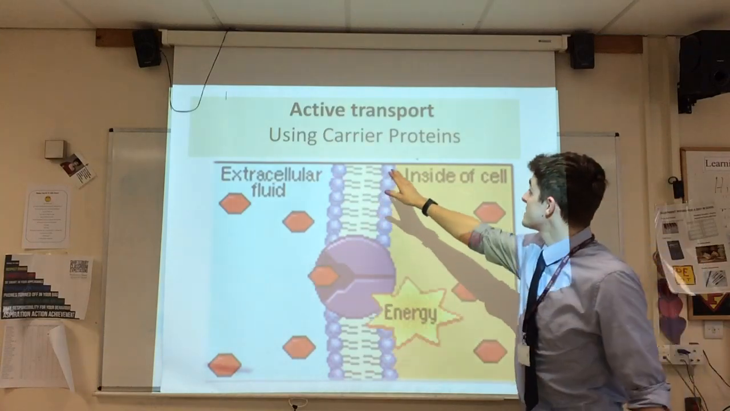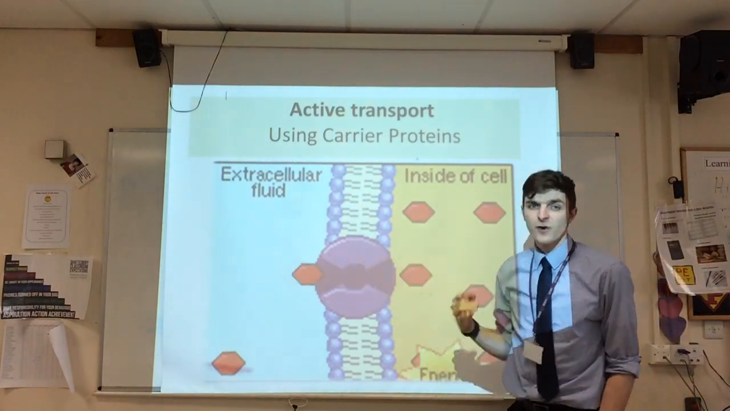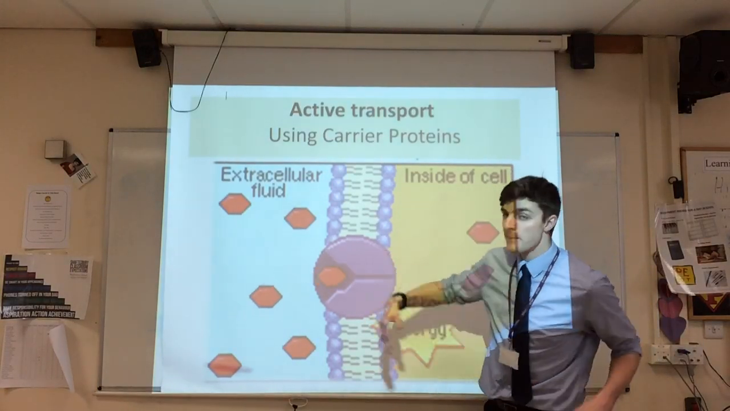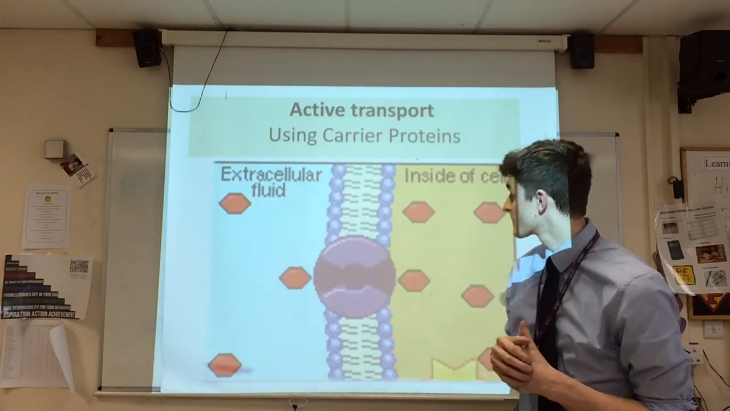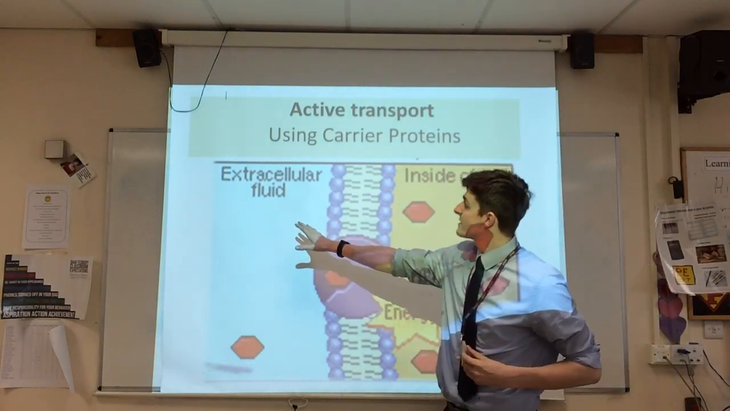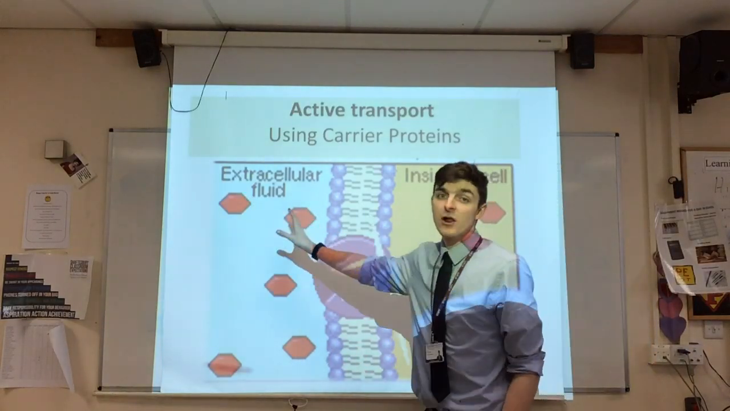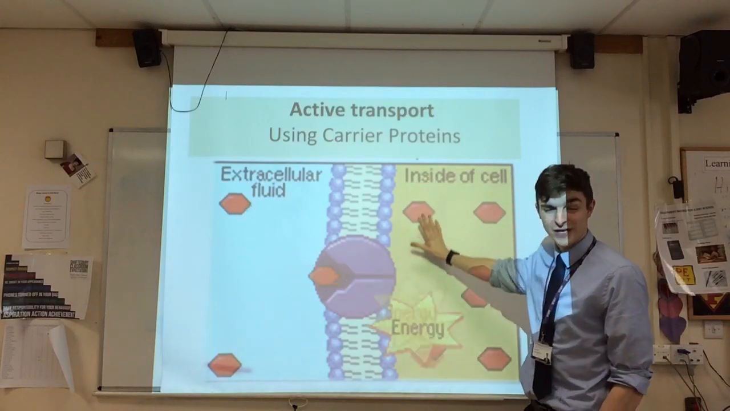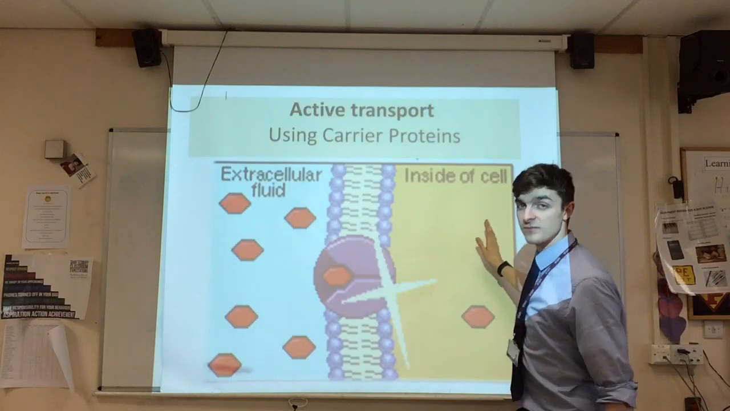Active transport uses something called carrier proteins. Now the carrier proteins kind of work a little bit like a pump. They take energy and pump substances through a membrane. So imagine in the extracellular fluid, or outside the cell, there is a very low concentration in relation to the high concentration inside the cell. So naturally, the high would move to the low.